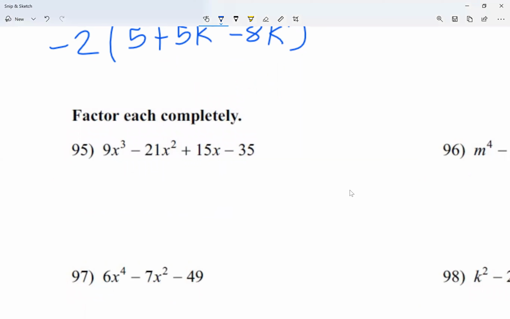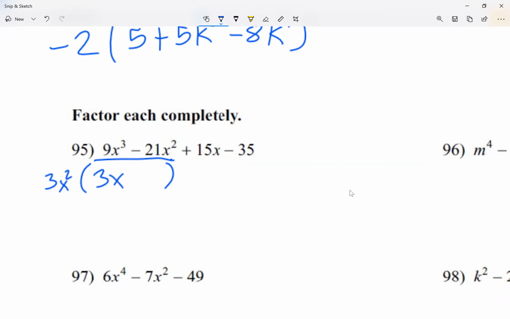When there's 4 terms, let me take a look only at the first 2 terms. Number-wise, 9 and 21, I can divide each by 3. Letter-wise, I can remove an x squared. I factor out the smallest exponent, so x squared. Basically, I'm doing the distributive property backwards. Number-wise, divide everything by 3. Letter-wise, subtract 2 from each exponent. So I know 9 divided by 3 is 3, and then x to the 1.